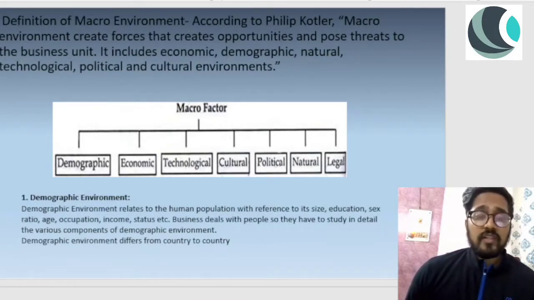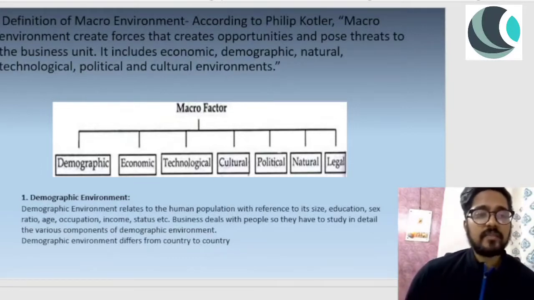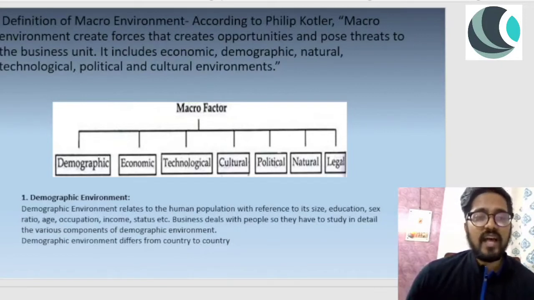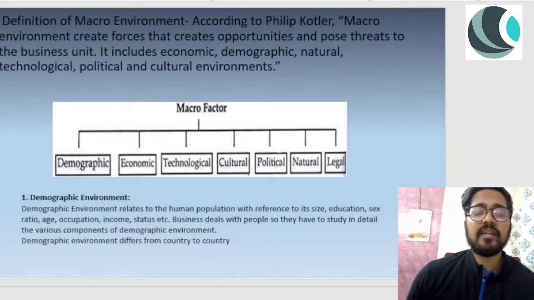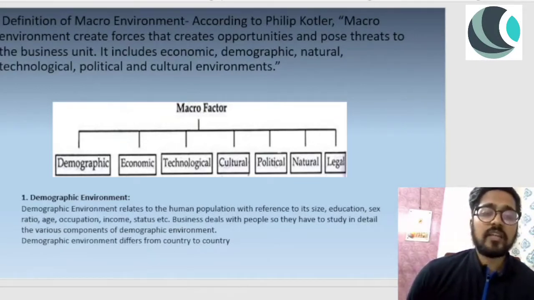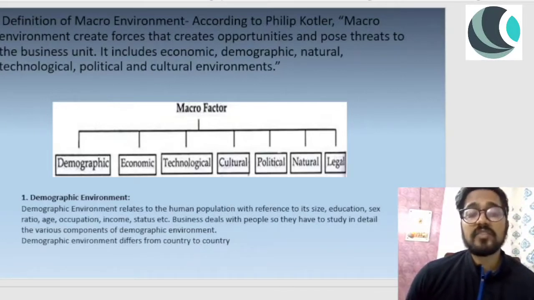According to Philip Kotler, one of the greatest management thinkers, macro environment creates forces that create opportunities and pose threats to business units. So, let's say you're working in an environment. All right, I've been saying no business can operate in isolation. They have to work in an environment. The government brings up a rule that makes your business more favorable. Your business doesn't have to pay any taxes. Let's suppose your business was paying 18% of taxes. Now the government has made sure that your industry, your business, comes under the exemption list.